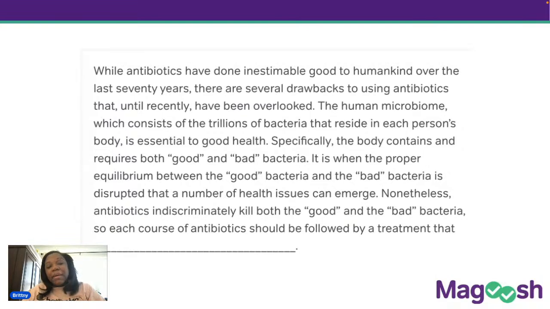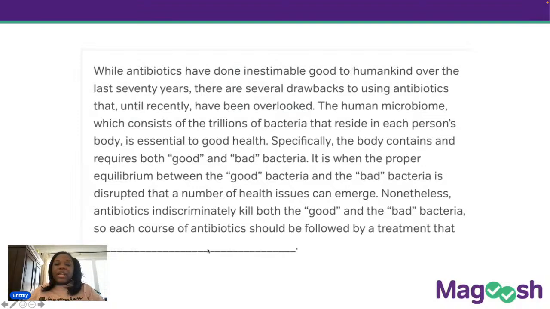So if we're taking antibiotics that kill the good and the bad, then we need a treatment that ultimately makes the good and bad come back, right? That brings back this equilibrium. So ultimately, we're looking for a course. Each course of antibiotics should be followed by a treatment that I would predict brings back the equilibrium between good and bad bacteria. Okay, hopefully that makes sense if you think through it.